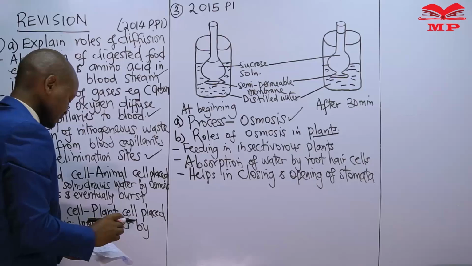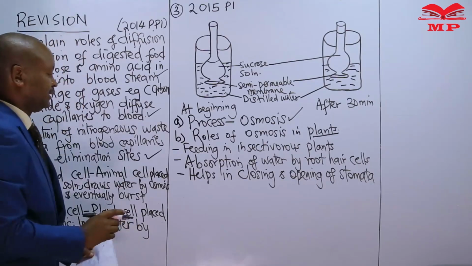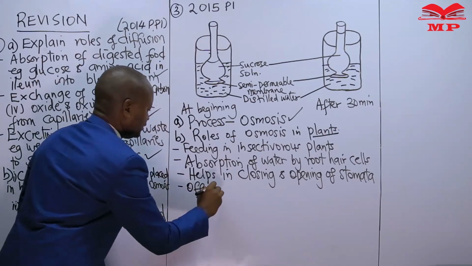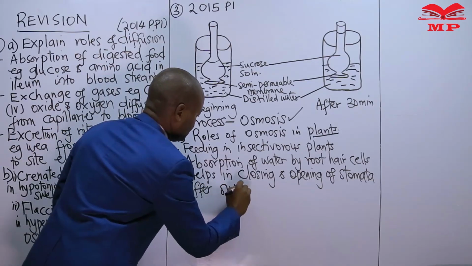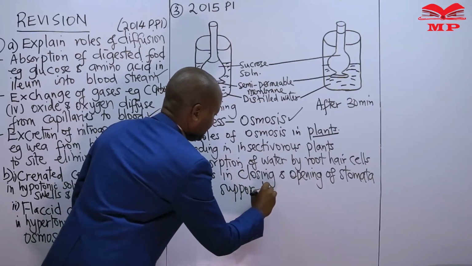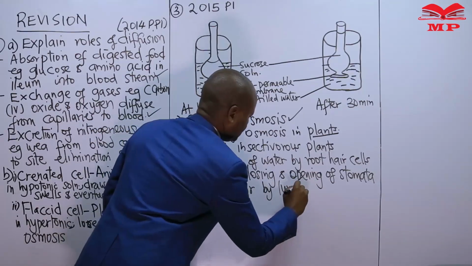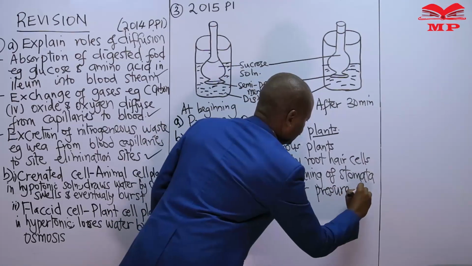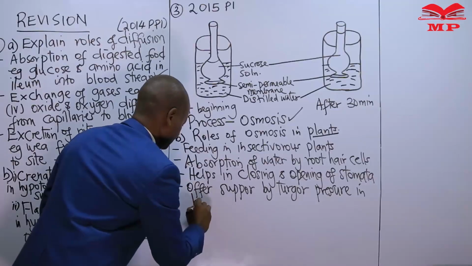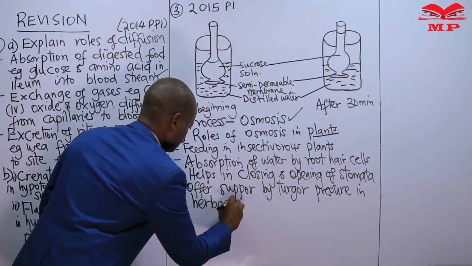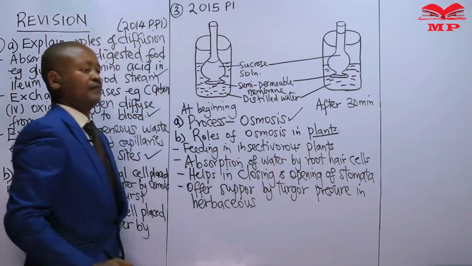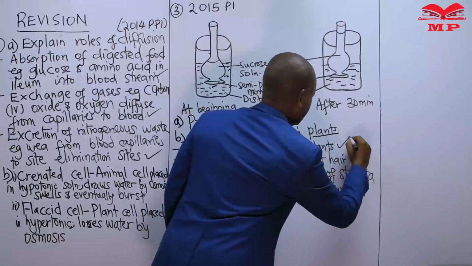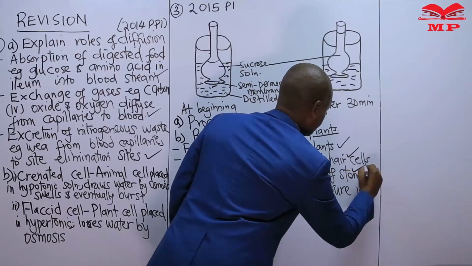Then we have another one where we say that it offers support, helps to offer support by turgid pressure in herbaceous plants and leaves. So if the learner gave any of those roles, then the learner would score those marks.